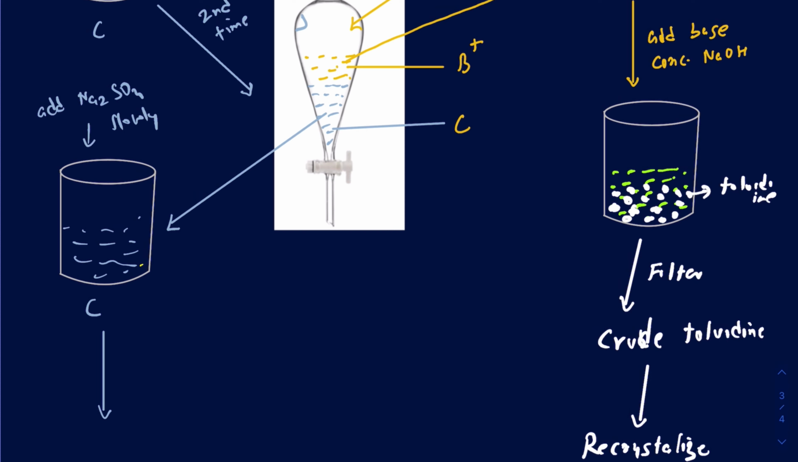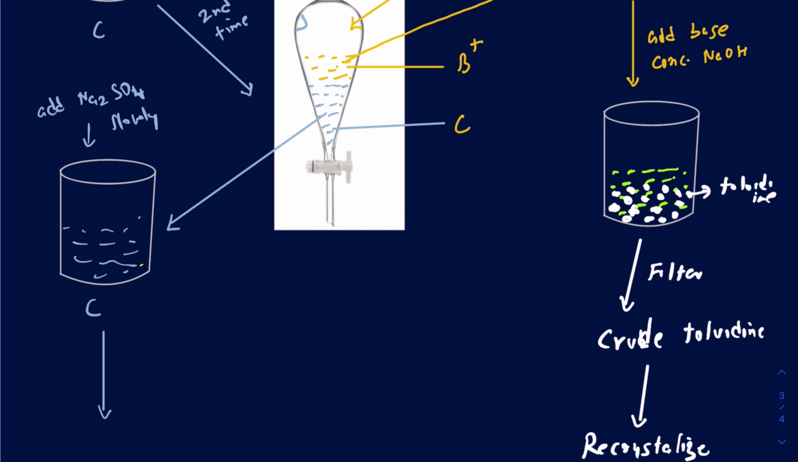This is a very crucial question, and a lot of times students get confused about how much sodium sulfate I really need to add. So you start with a small amount, shake it, and if it's making clumps on the bottom, that means the solution is still wet. So you want to keep adding the sodium sulfate.